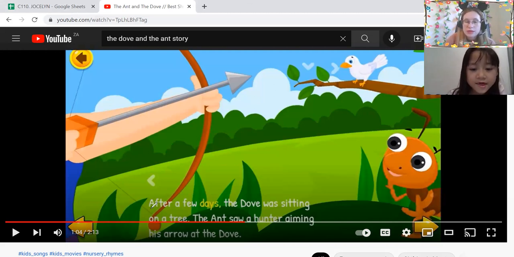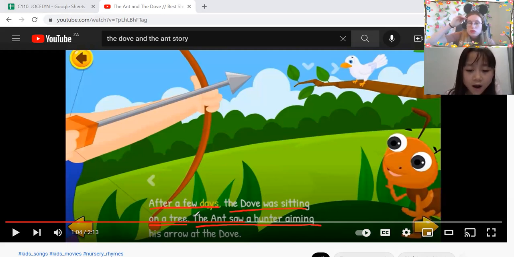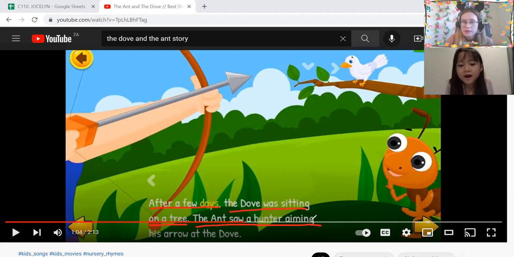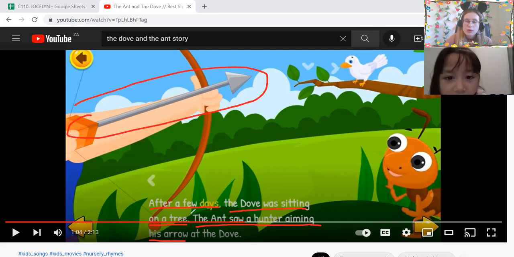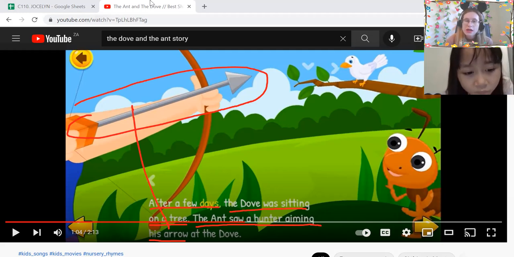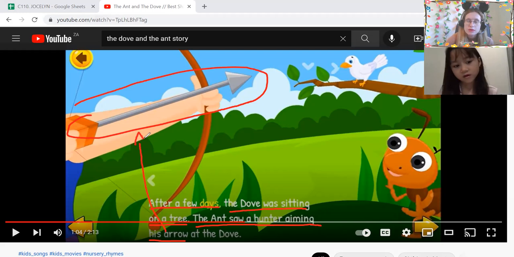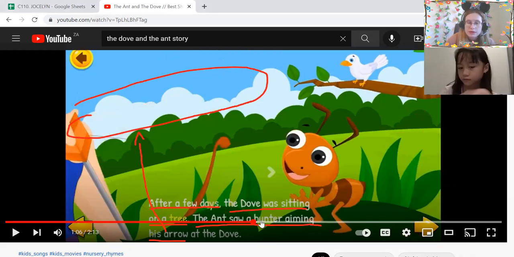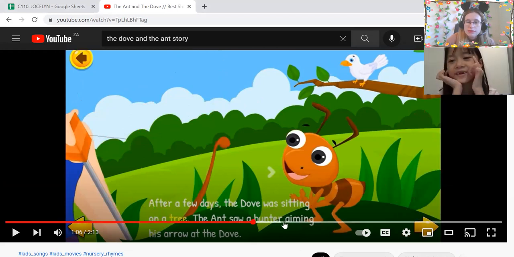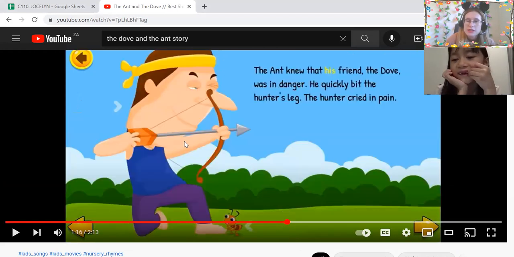After a few days, the dove was sitting on the tree. On a tree. The ant saw a hunter aiming his arrow at the dove. Okay, good. So dove is in danger. Okay, the dove is in danger.